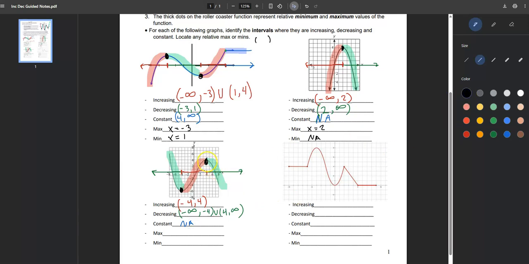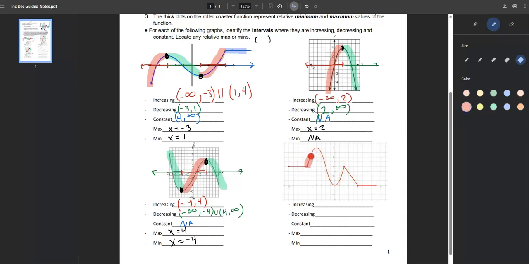And then I have a maximum value, again, where the top of the hill is my max. Increase to decrease would be x equals 4. And my min, decrease to increase, would be here at x equals -4. When you have more than one, you just list them out. Okay, let's look at this last one.